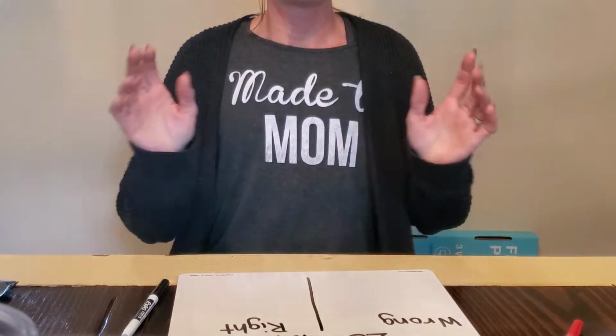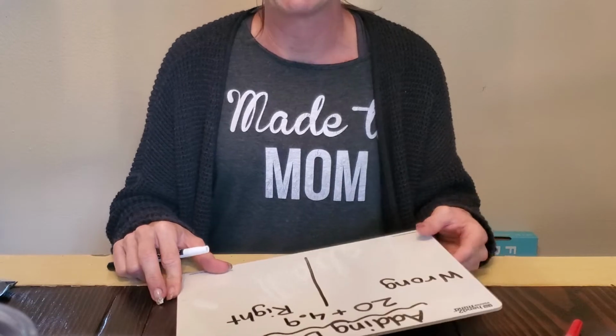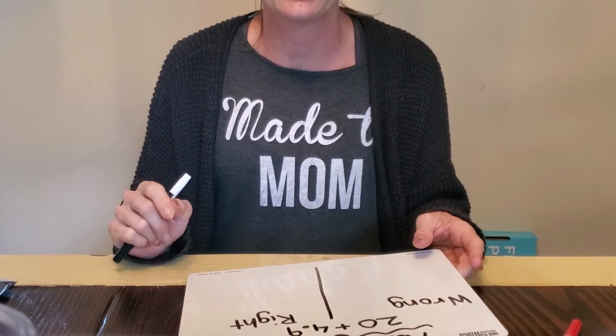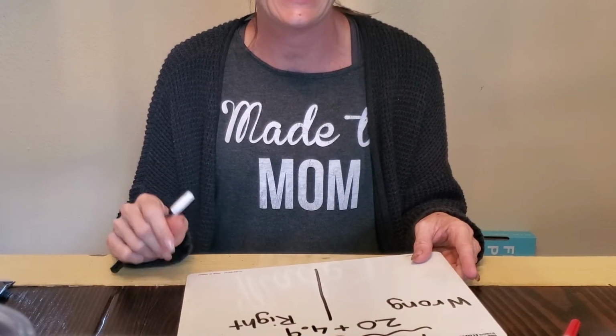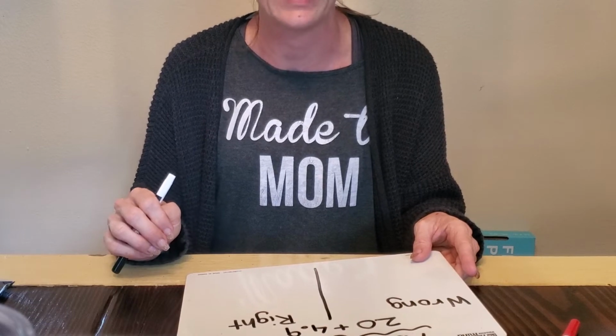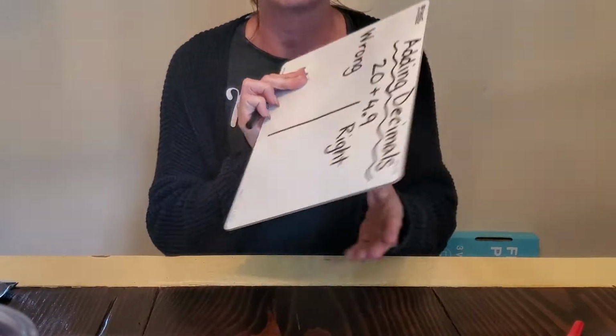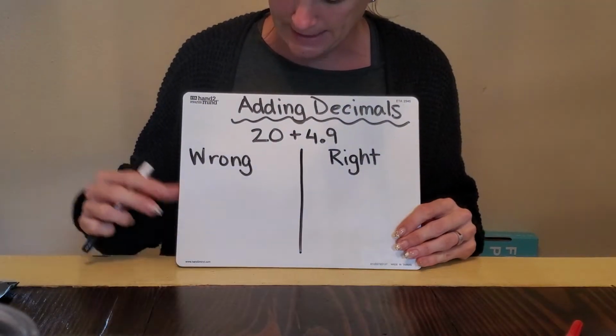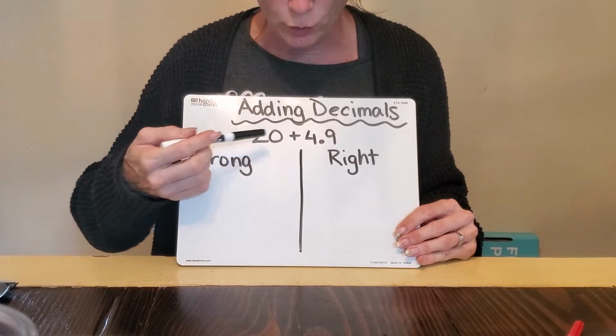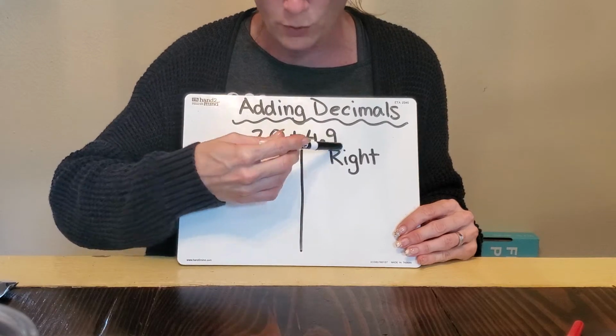Hey everybody, I know, running the camera all by myself, but I just wanted to go over how you add and subtract with decimals. So I have set this problem up. It says adding decimals. We have 20 plus 4.9.